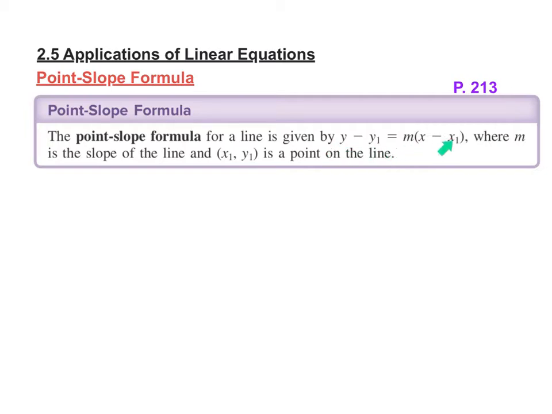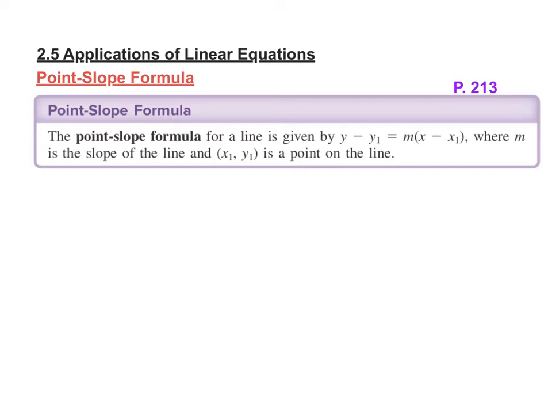Where this point x1, y1 represents the point that you're given. M is the slope, so this x and this y are just part of the equation all the time. And if you wanted to look in the book, it really comes from the slope formula itself. So if I just divided both sides by this x minus x1 and put it over here, it essentially is the slope formula, and that's where it comes from.